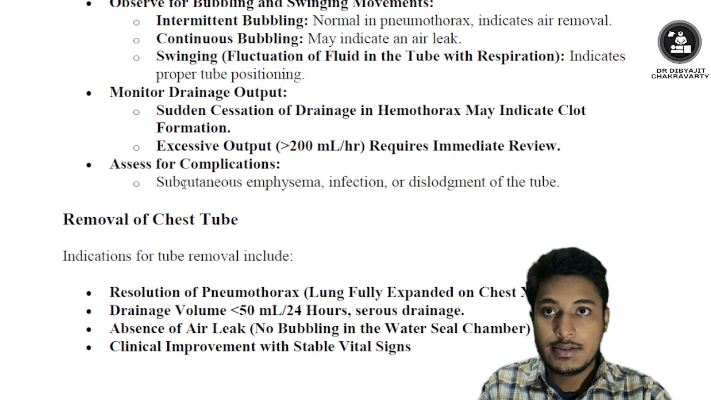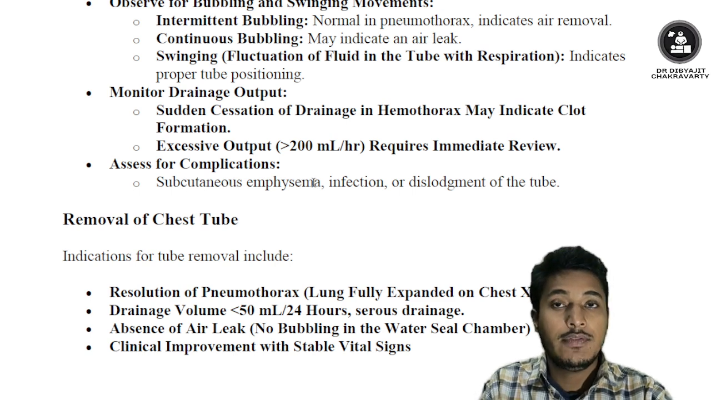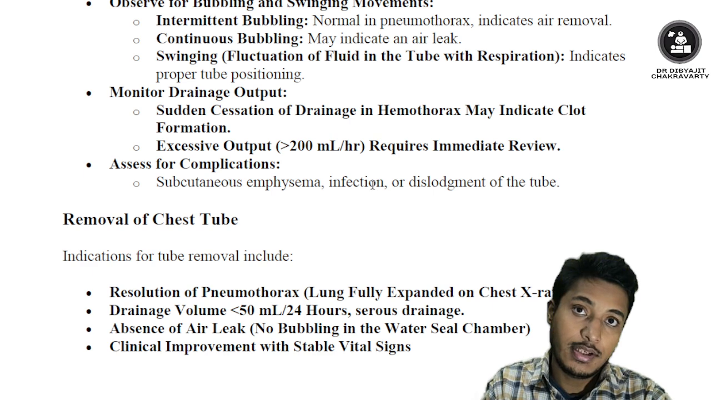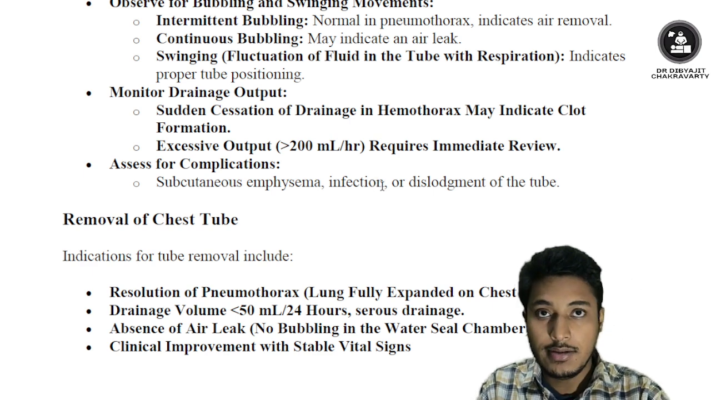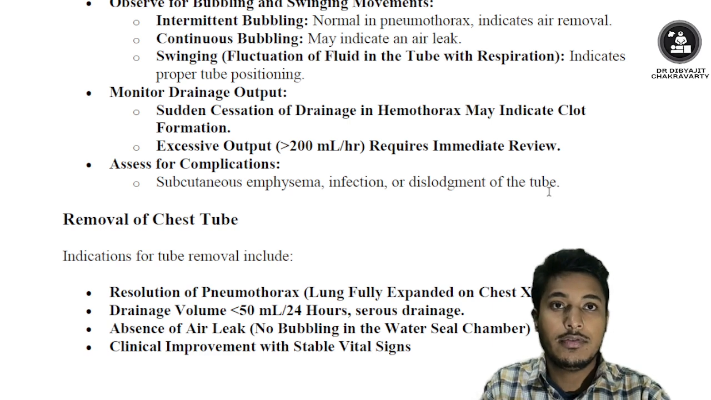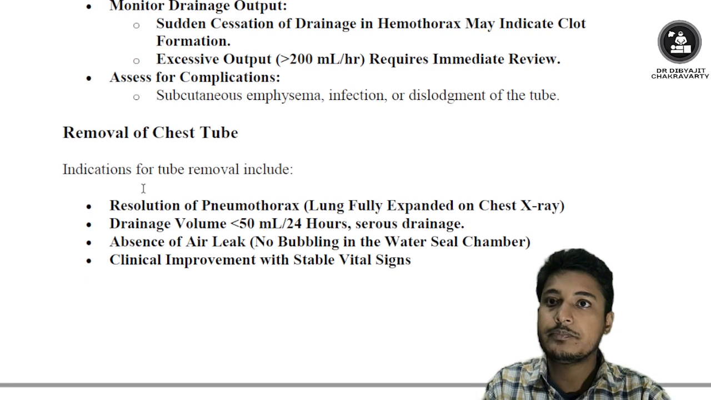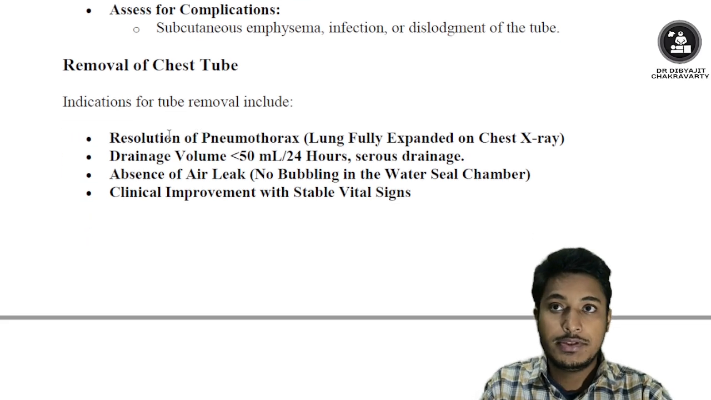Assessment for complications like subcutaneous emphysema, that is, if the tube goes in between the layers of the thorax instead of going into the pleural cavity, there may be infection in the insertion site, or there may be associated infection in other sites also, or dislodgement of the tube, including injuries to the adjacent structures present in the thoracic cavity. Regarding the removal of the chest tube, the indication for chest tube removal includes the resolution of the pathology.